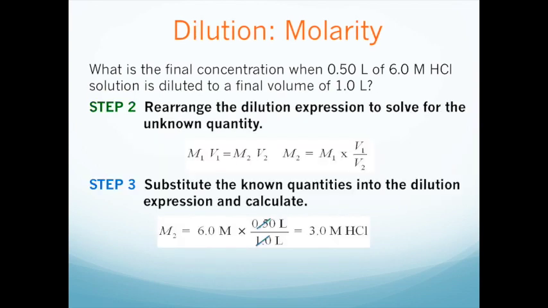Then we solve our dilution expression for the unknown quantity, which is in this case the second molarity. So M1V1 equals M2V2. Solving for M2, M1 times V1 over V2. Then we know the quantities that we're going to add to this expression. M1 is 6 molar, and V1 is 0.5 liters, and V2 is 1 liter. And so the liters cancel, and we are left with 6 times 0.5 divided by 1 equals 3 molar hydrochloric acid.